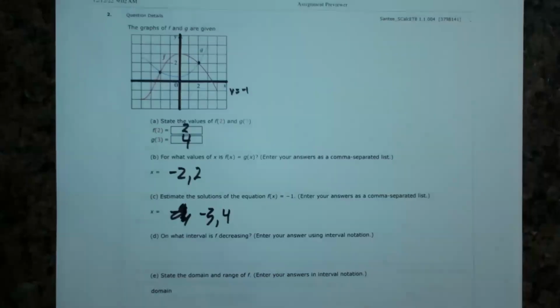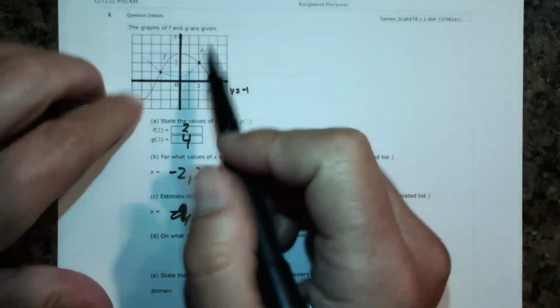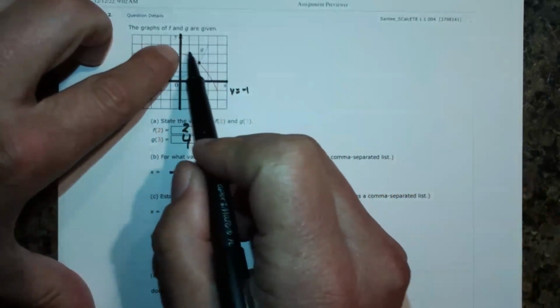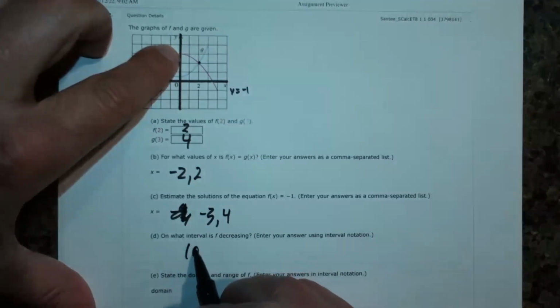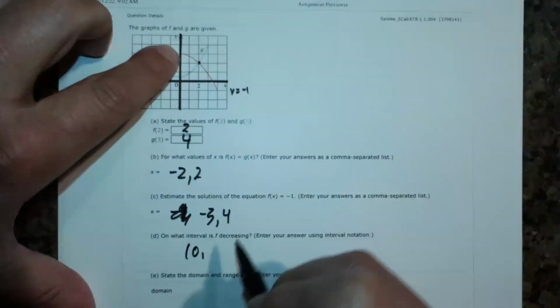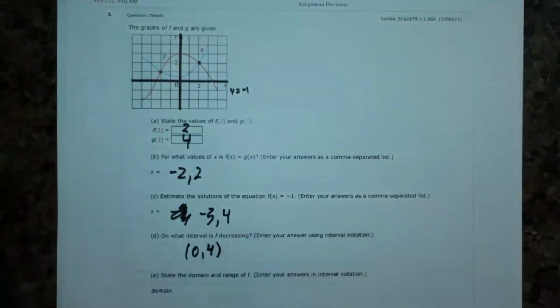All right, on what interval is f decreasing? I'm at part D now. Decreasing, remember f is this function here. It's going to start decreasing here at 0, and you can see as x is getting larger, y is getting smaller. So this is going to start at 0, and we're going to end all the way over here, which is at 1, 2, 3, 4. Remember, increasing, decreasing, we don't include the endpoints.